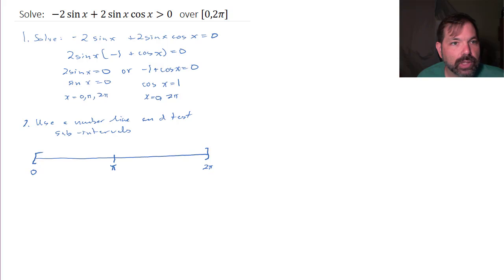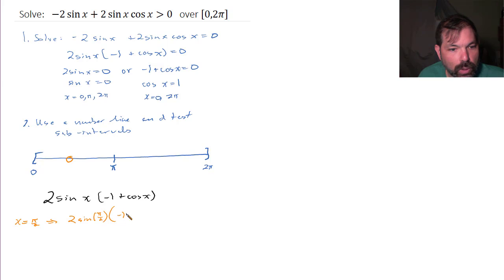So now I'm going to test in each interval. I'm going to pick a number between 0 and pi, and a number between pi and 2 pi, and test them into 2 sine x times negative 1 plus cosine x. So let's test a number between 0 and pi. How about pi over 2? If x is pi over 2, then I would have 2 sine pi over 2 times negative 1 plus cosine pi over 2.